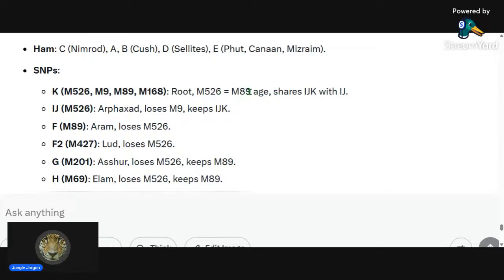They're both the same age, relatively speaking. Only this one, of course, is, well, yeah, they all existed in everyone. The M89 and the IJK marker here. IJK shares IJK with IJ. Okay, IJ is its own marker. That's the IJK marker is M526.